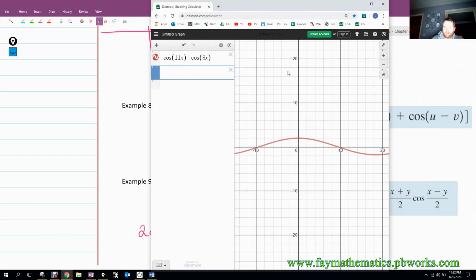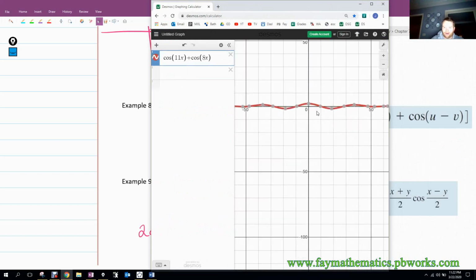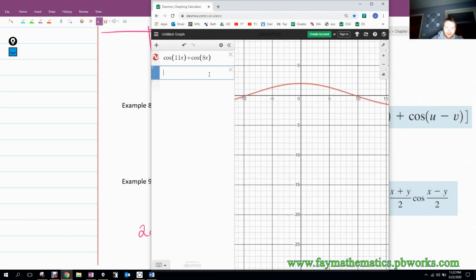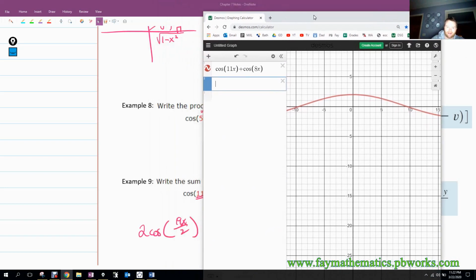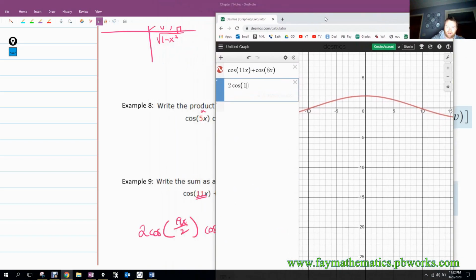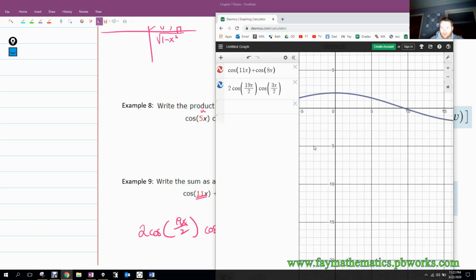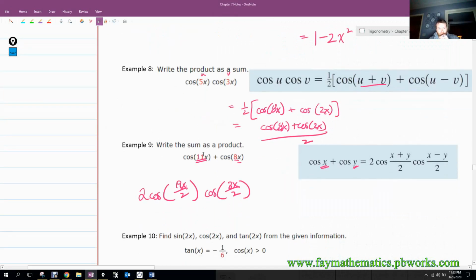If I look at that graph, it's really kind of a boring looking graph, not much going on there. But is that the same thing then as 2 cosine of 19x over 2 cosine of 3x over 2? And you can see then that the red and blue graphs indeed overlap each other. So we got two equal versions of the same thing.